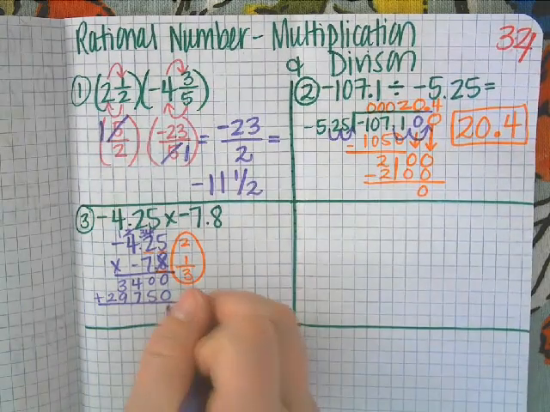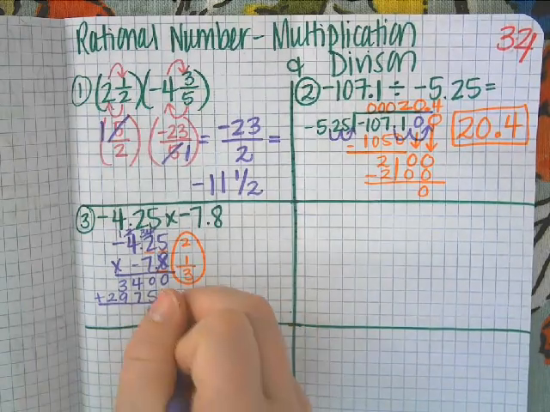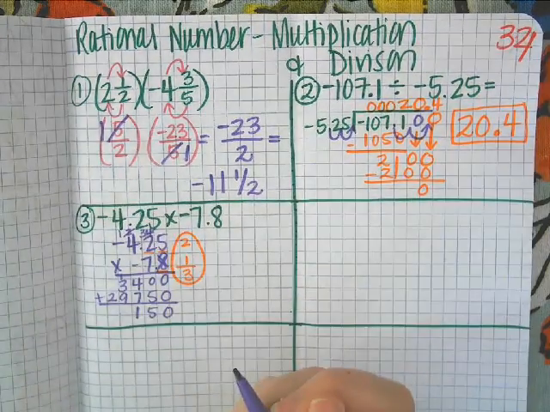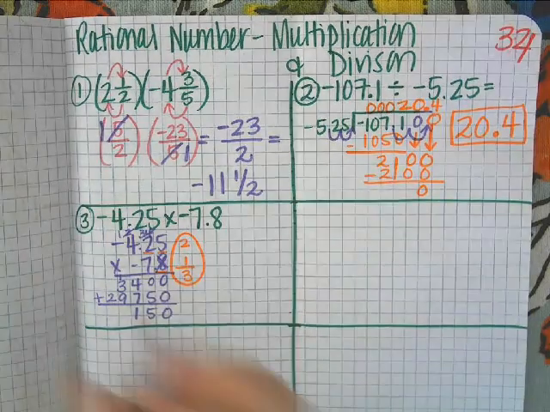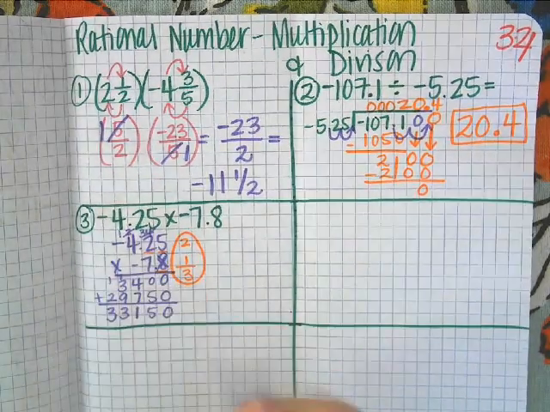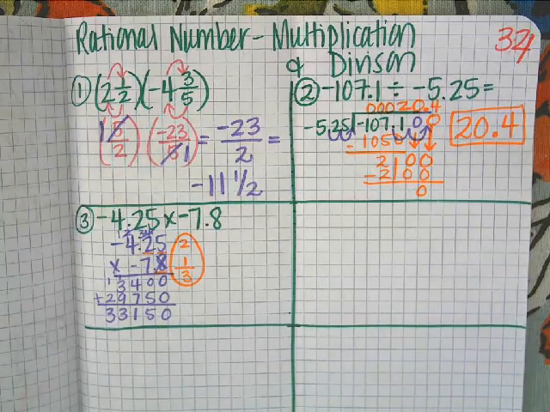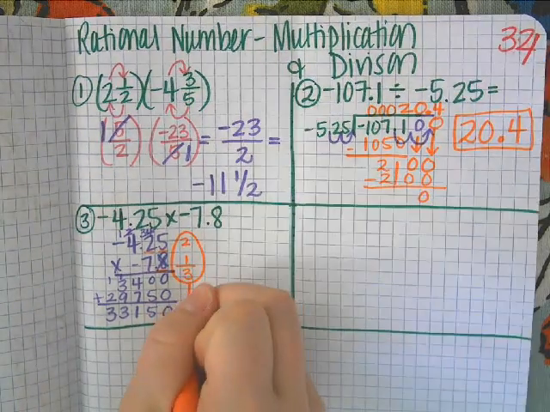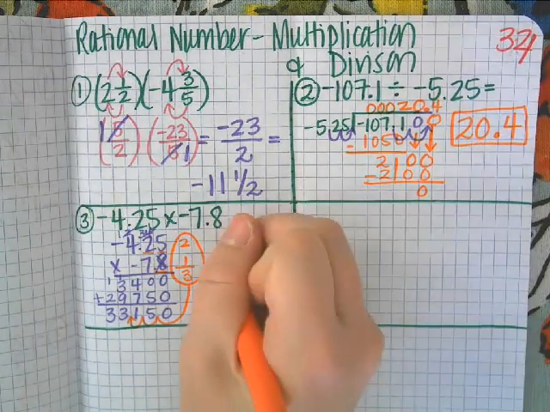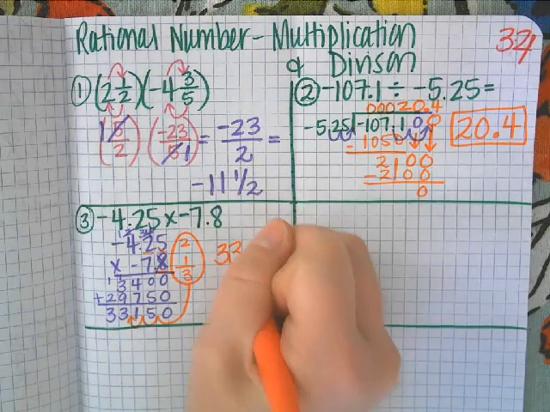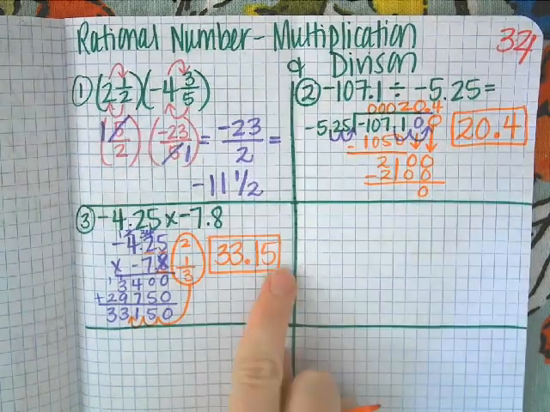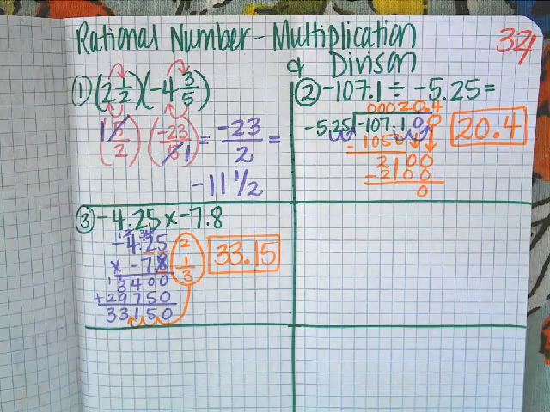0 plus 0 is 0. 0 plus 5 is 5. 4 plus 7 is 11. Carry the 1. 1 plus 3 plus 9 is 13. Carry the 1. 1 plus 2 is 3. I'm not finished just yet. Remember, I need to move my decimal 3 places. I move it 1, 2, 3. And my answer is 33 and 15/100. I don't have to have the 0 because the 0 is just a placeholder. Great job.